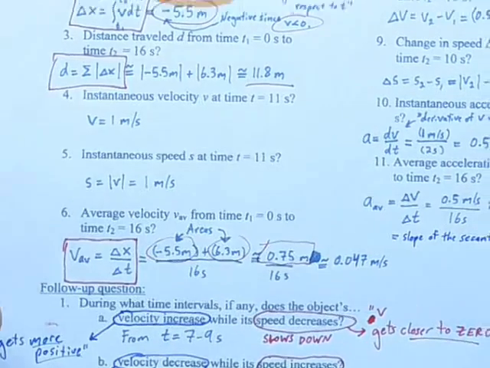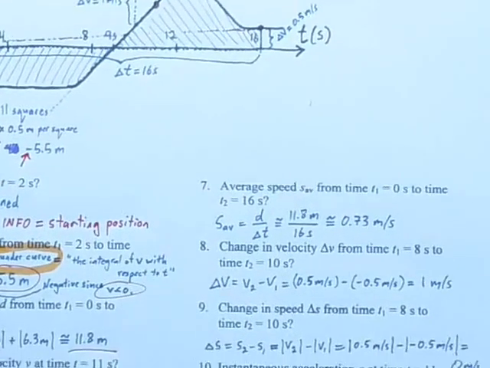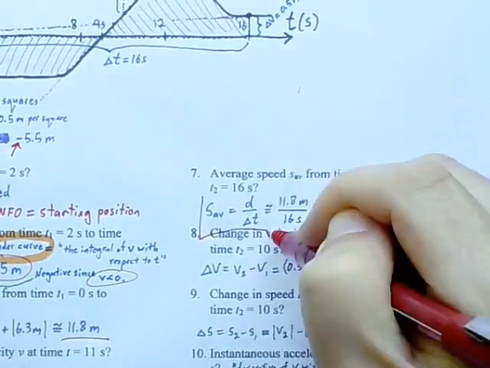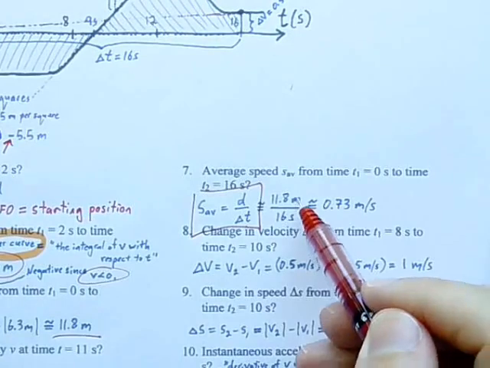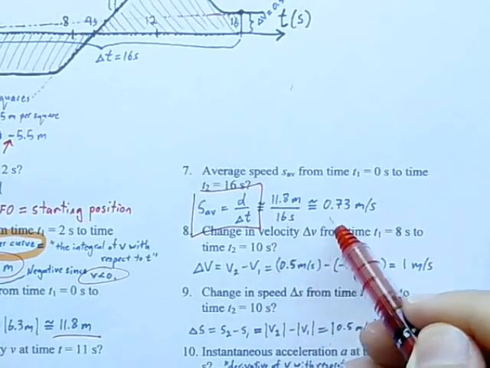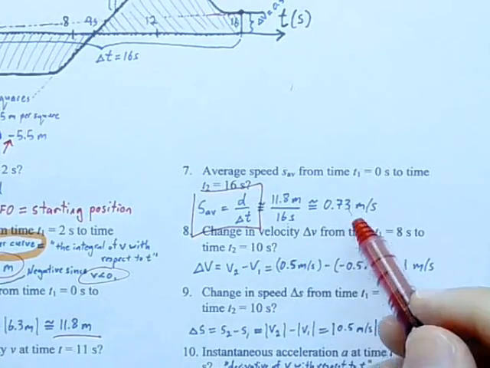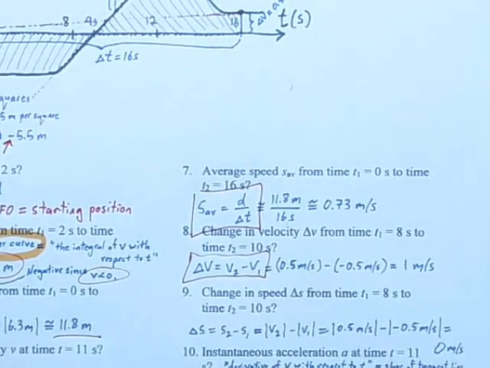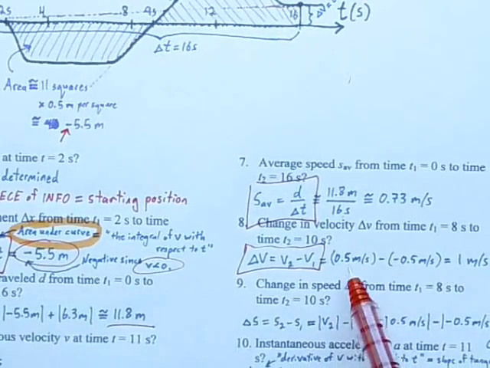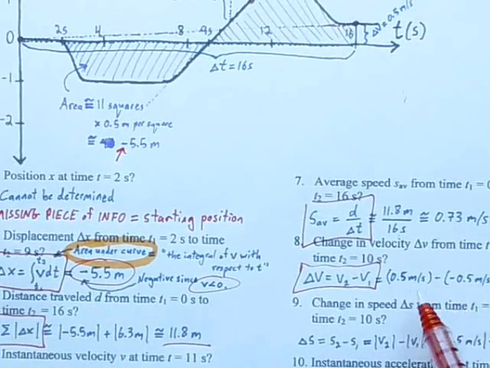Okay. Average speed then, total distance over total time. We've worked out the total distance that you traveled over those 16 seconds. And then moving on to change in velocity. Change is final value minus initial value. We can just read off the final and initial values off of the axis here.